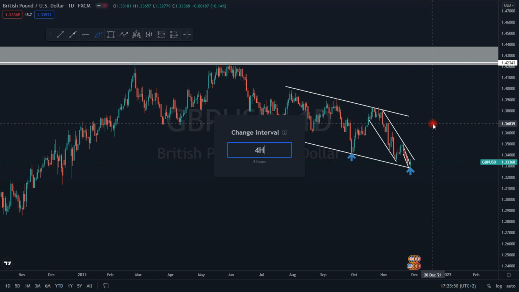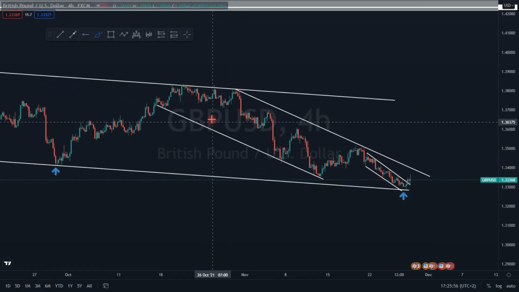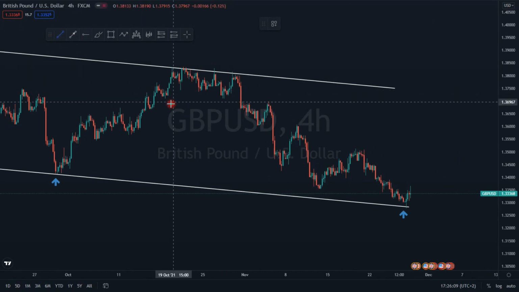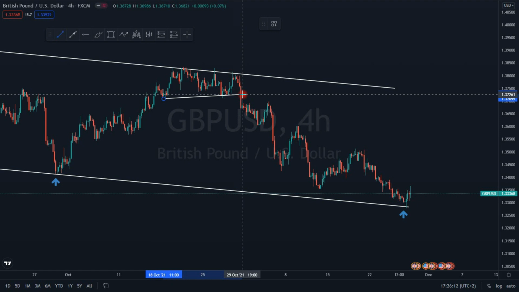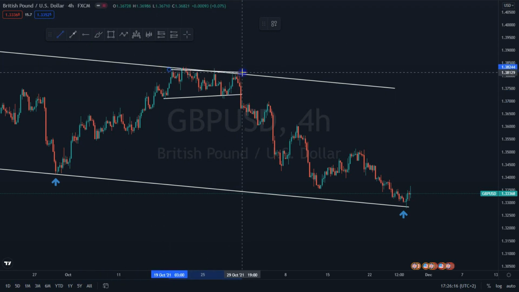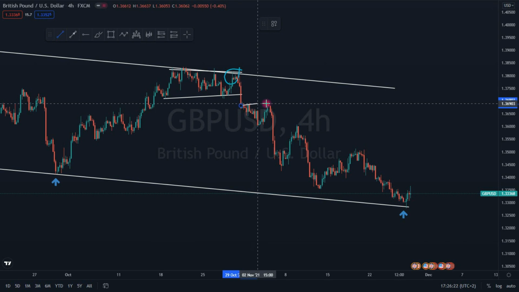So let us switch back to a 4-hour time frame as I'm explaining. If you were to take this move to the downside, you could have gone in at these areas when the market is rejecting. You could have gone in right here. This would be your entry. Otherwise, you could have also gone in around these areas.